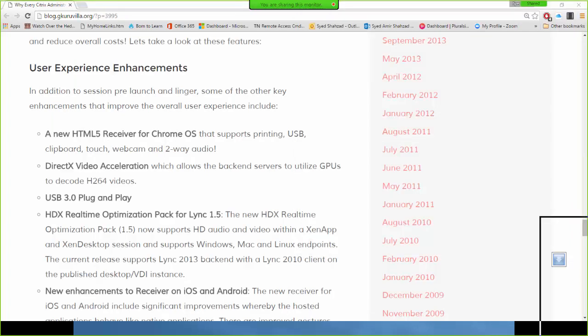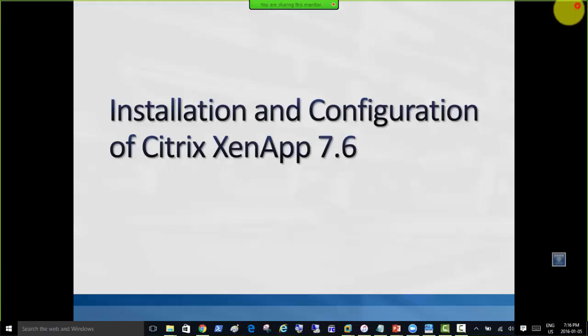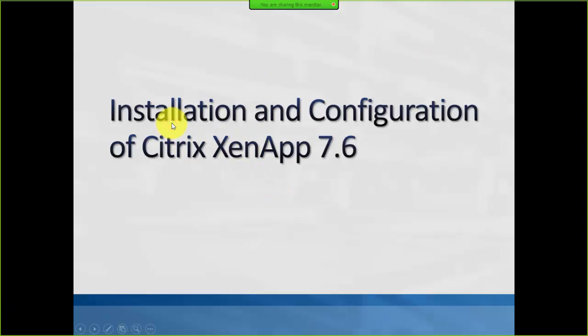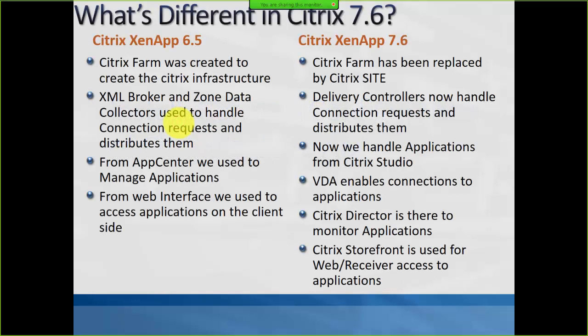Other than that, let's dive into this 7.6. The main thing is, we used to know this and that of 6.5, and what would be the difference in 7.6? What has changed? What is called what, if I put it that way.